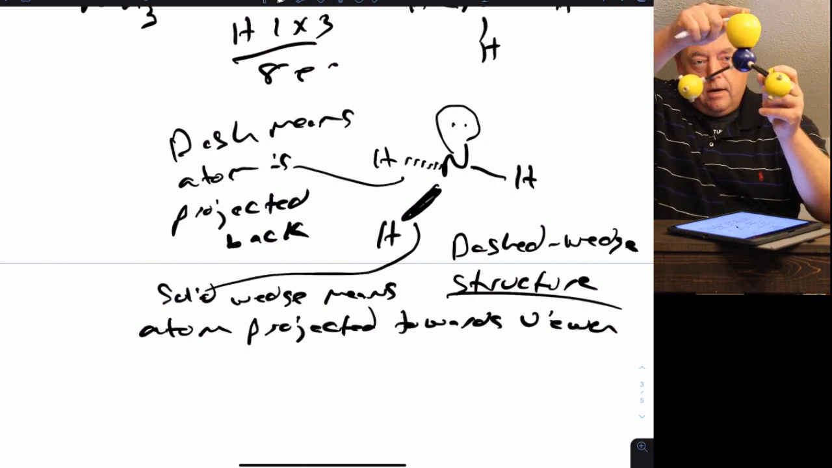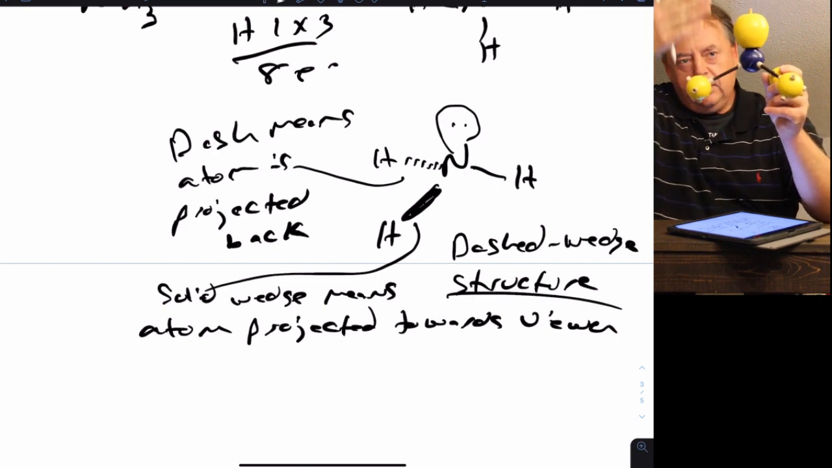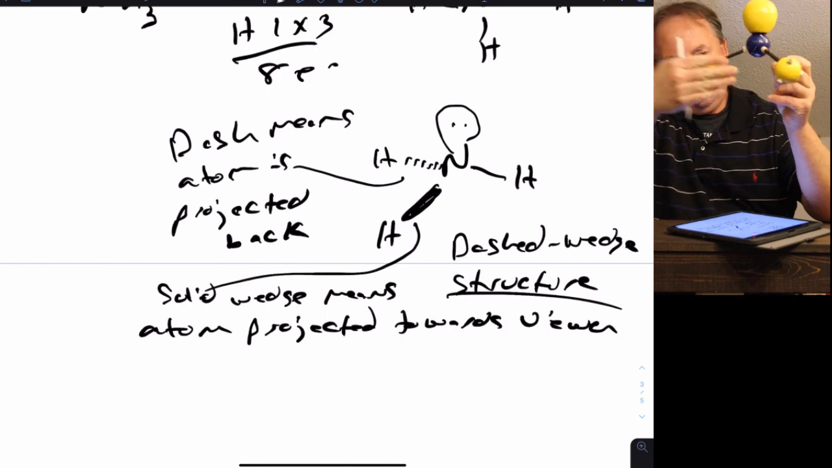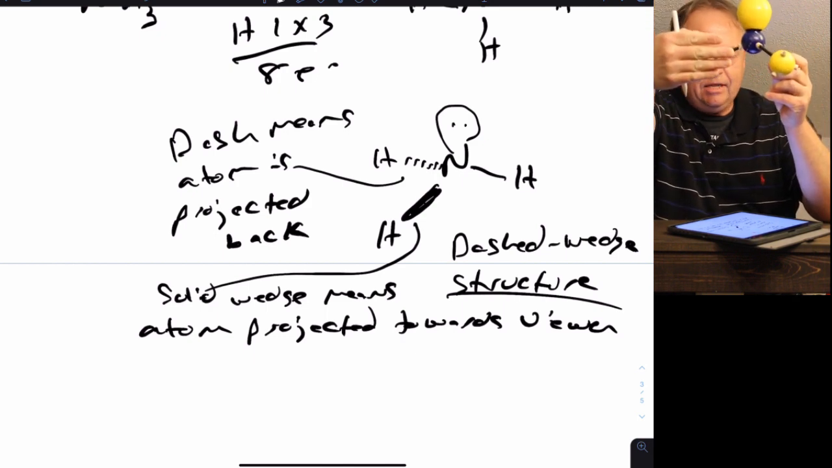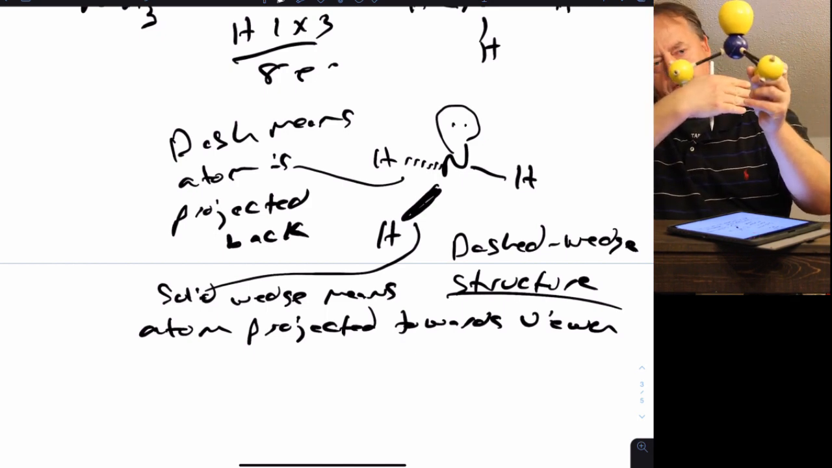So you would have a lone pair, a nitrogen, and a hydrogen. Those are all coplanar. And then you would have 1 hydrogen coming towards you out of the plane, and 1 hydrogen going away from you behind the plane.